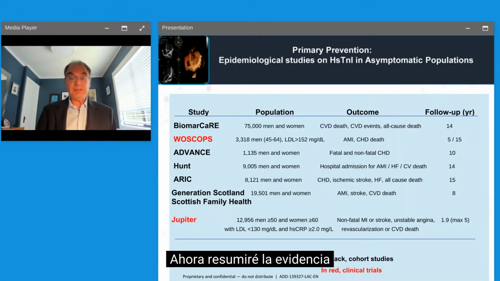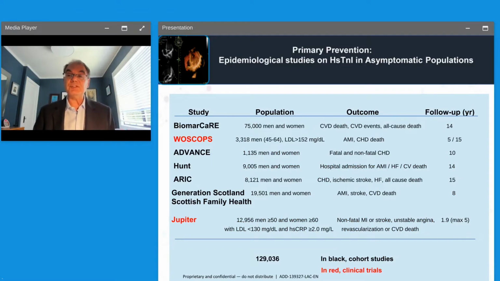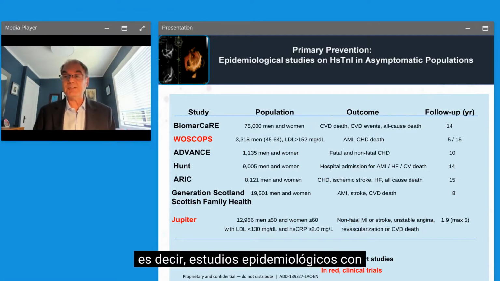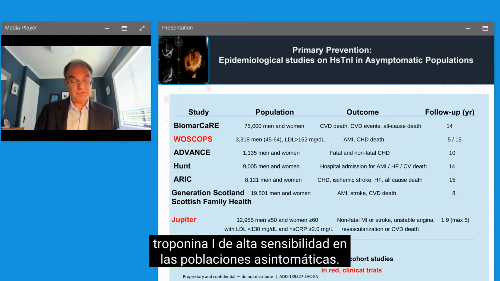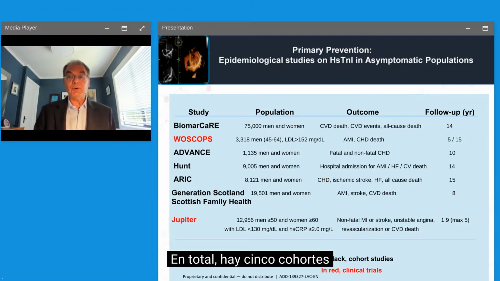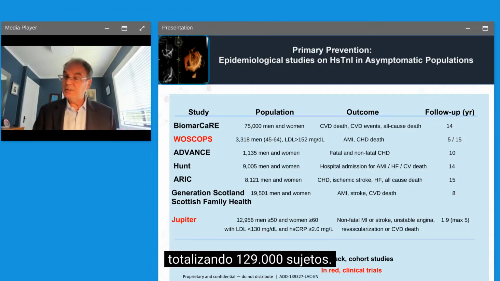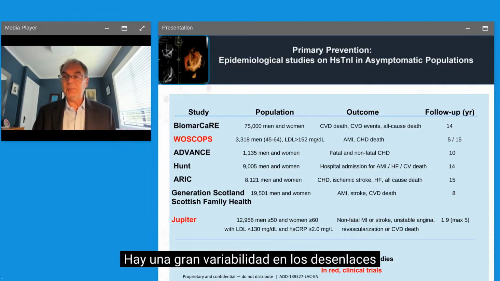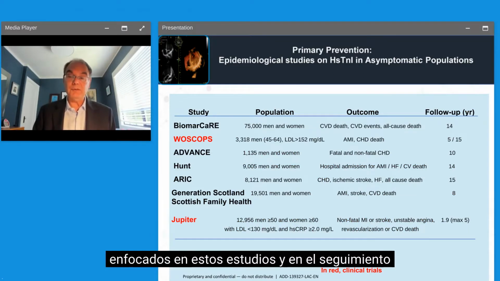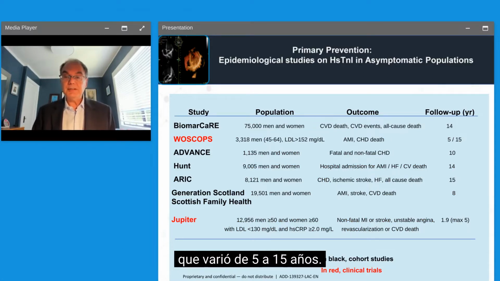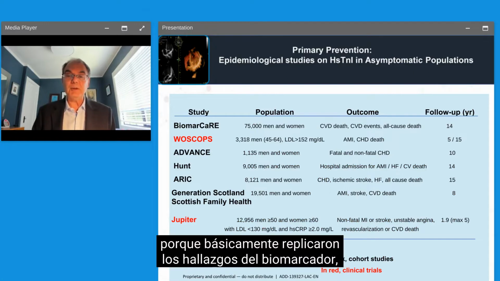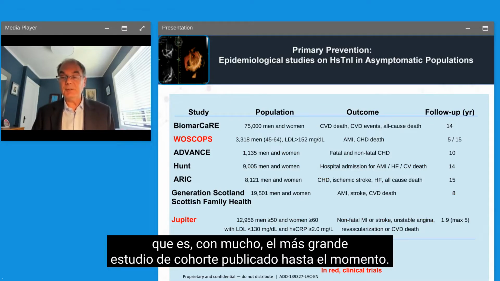I will now summarize the evidence that exists in primary prevention, that is, epidemiological studies of high sensitivity troponin I in asymptomatic populations. In total, there are five cohorts and two clinical trials in the primary prevention setting, totaling 129,000 subjects. There's great variability in the outcomes that these studies focused on, and follow-up varied from 5 to 15 years. In the interest of time, I will not present ADVANCE or ARIC because they basically replicated the findings of BiomarCaRE, which is by far the largest cohort study published thus far.